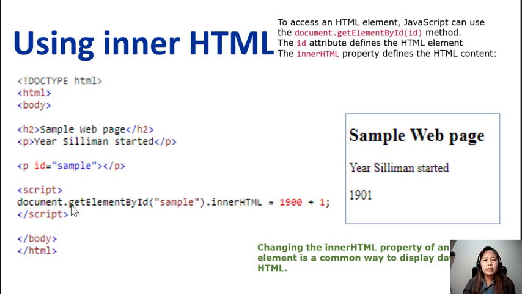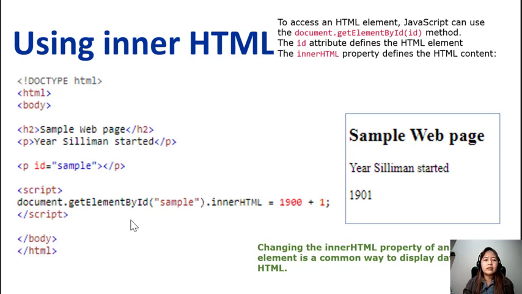So you have document.getElementById. You specify that it's going to be the sample, which is the paragraph here, and then it will specify that the value of innerHTML, or the value of that placeholder, will be this value. Now in this case, because this is a mathematical formula, not just an output, or not just a text that you want to be displayed, unlike in the previous examples, you're simply adding 1900 plus 1, and that will display 1901 on your screen.